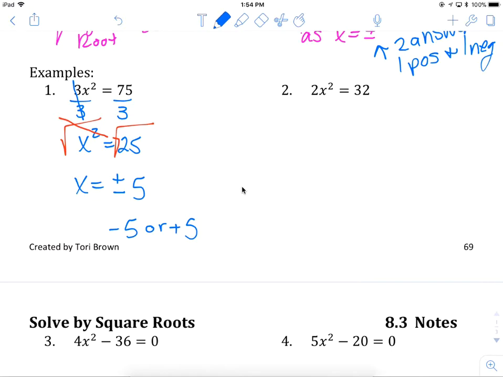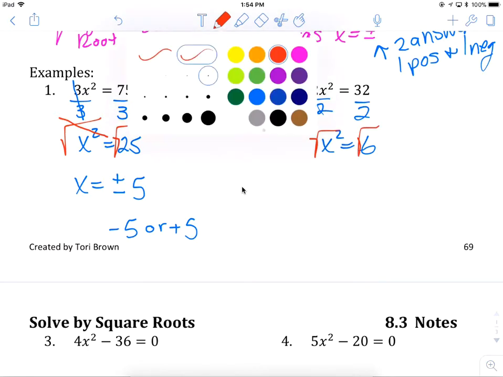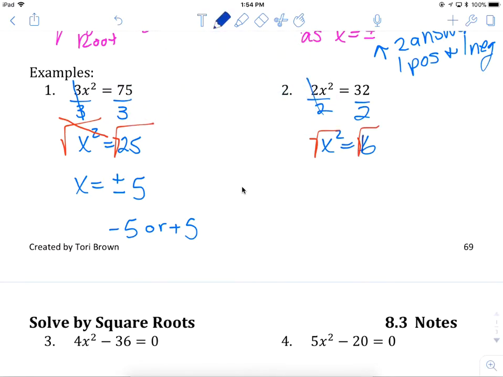Let's try number 2. Same idea, nothing to add or subtract. So we're going to divide 2 on both sides. That gives me 16. We can square root both sides. Sorry, I wrote a 6. Let me fix that, sorry.